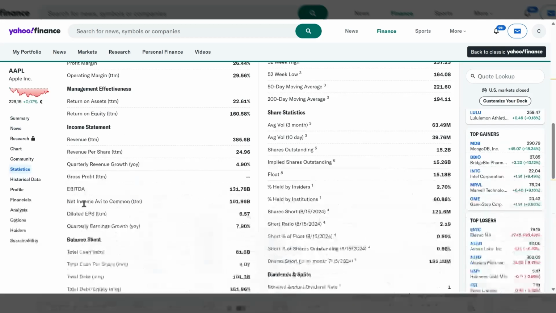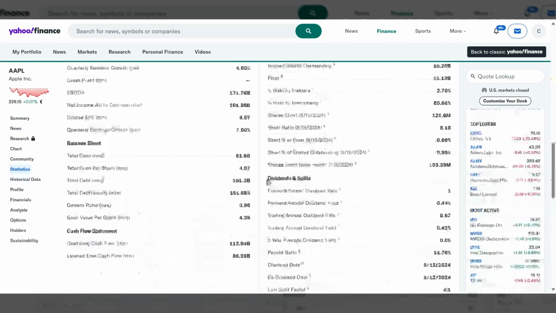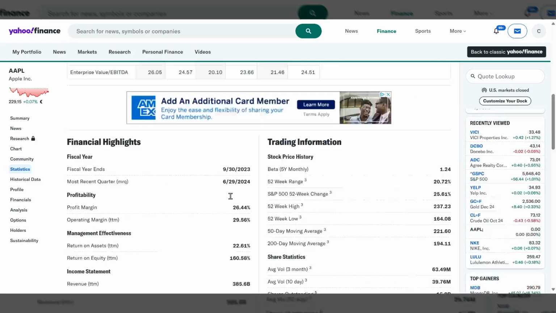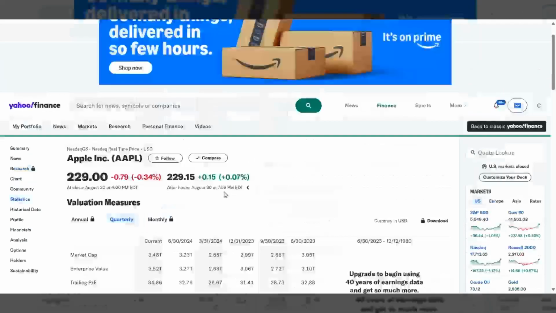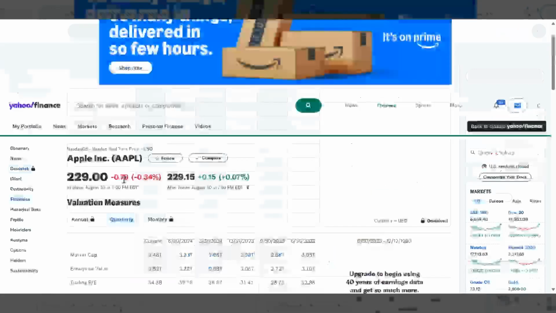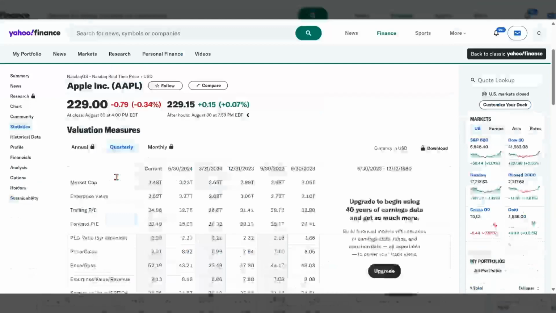So as we can see, Apple's current ratio is 0.95. This means that they have more debt than assets. So that means that their current assets cannot cover their current liabilities. But obviously, it's important to look at context, and you can't just look at these few ratios by themselves. You have to look at a bunch of different things for the company because obviously Apple is a good company and they know how to manage their debt.